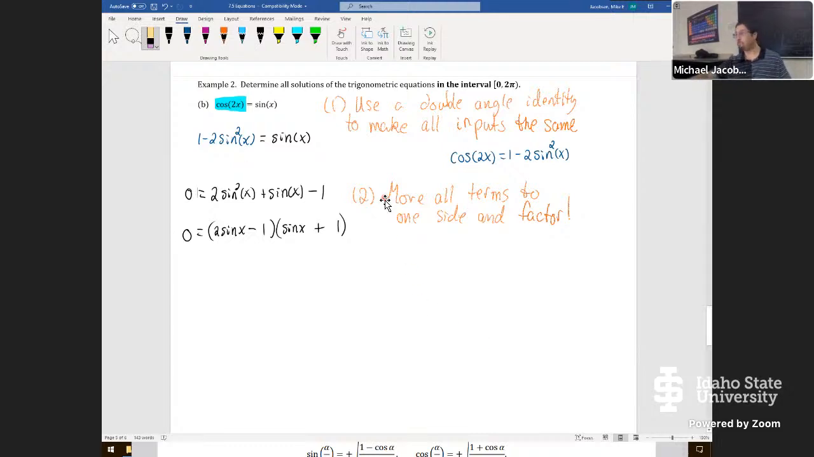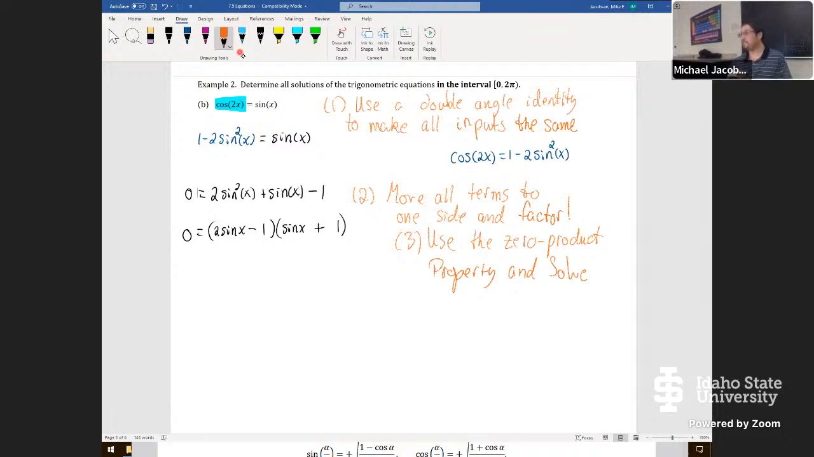Well, we've done step 2. We moved all terms to the one side. We factored. Step 3 is use the zero product property and solve. In other words, this is a 3-step process where we're just trying to get to sine x equals something, a couple different equations. Zero product property happens right here.